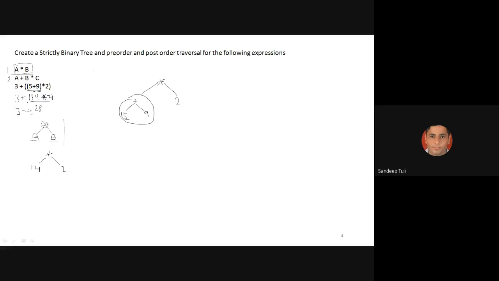It has to be added with 3, so 3 plus 28. Now this whole will be a single node. Consider this 5 plus 9 into 2; all of it will be a single node. Now 3 will be added to it, so addition will be the root node. The right child is 28, which is given by this tree, and the left child is 3. In this way, we will create a tree. This is the whole tree for this expression that is given to you: 3 plus bracket 5 plus 9 closing bracket multiplied 2 closing bracket.